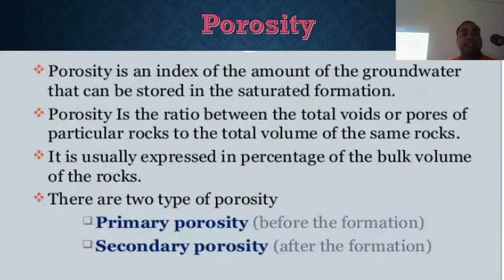Today I present porosity. My topic is porosity. Porosity is an index of the amount of groundwater that can be stored in the structured formation. Porosity is the ratio between the total void or pore space of the rock to the total volume of the same rock. It is usually expressed as a percentage of the bulk volume of the rock. There are two types of porosity: primary porosity and secondary porosity. Primary porosity exists before the formation, and secondary porosity after the formation.